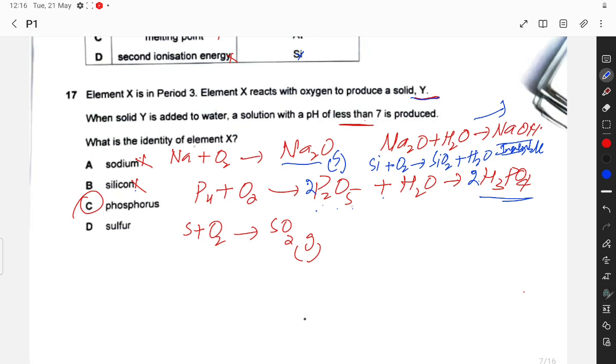Sulfur exists in solid state. He asked that when solid Y is added to water. So this is also plausible because it decreases the pH, and when dissolved in water forms H2SO3, but sulfur dioxide exists in gaseous state. So that's why it should be in solid state. Phosphorus pentoxide exists in solid state, that's why it is the correct option. So this is also incorrect.